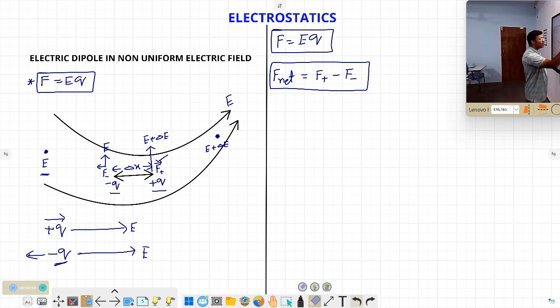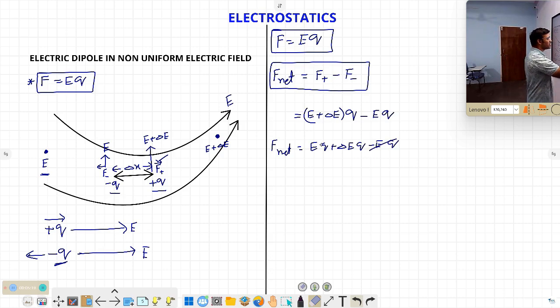So if you write the force on the positive charge, what is the electric field? That is E plus delta E, and the charge is Q. Minus the force on the negative charge: only electric field E, into charge Q. If you solve this, what are you going to get? F net is equal to EQ plus delta E into Q minus EQ. So the EQ and minus EQ get cancelled, and we get Q into delta E.